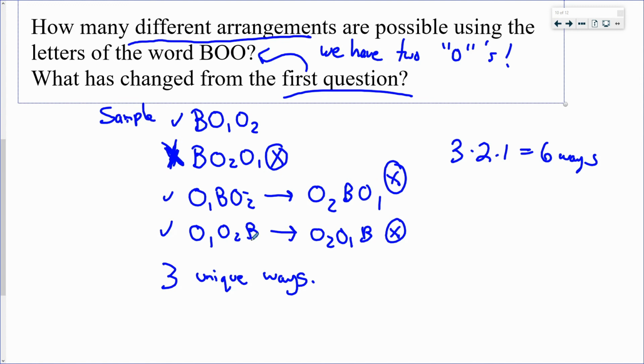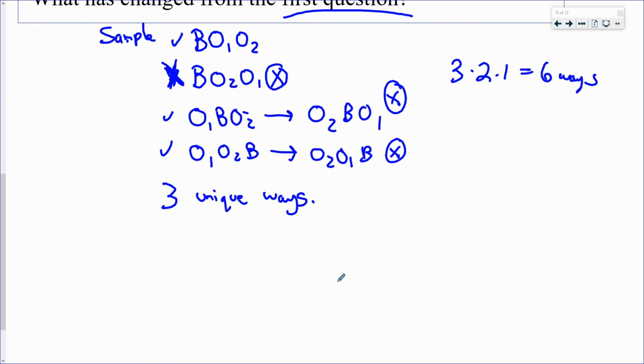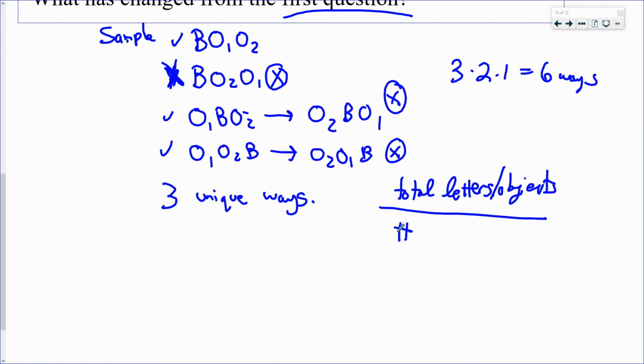Well, we use factorials. It turns out that if you take the total number of letters or objects, because we do this with people as well, and you divide by the number of repetitions factorial, and same thing in the top. So if you take the factorial of the number of objects you have, divided by the factorial of the number of repetitions, you will get the correct answer every time.